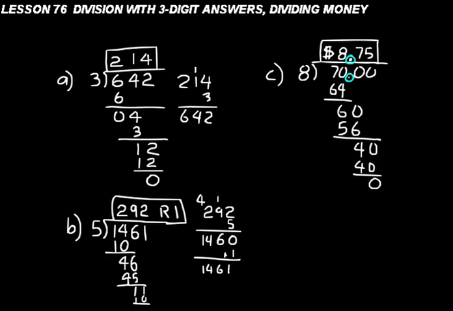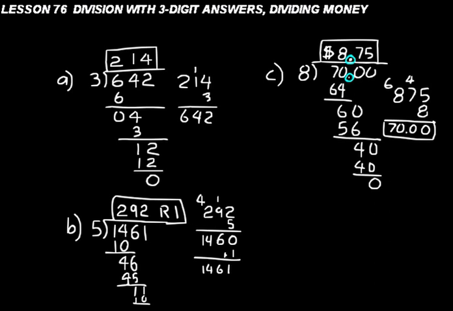You can even check your work on a problem like this. We can just say 875 times 8. Don't worry about the decimal place right now. And we have 8 times 5 is 40. 7 times 8 is 56. Add the 4, that'd be 60. 8 times 8 is 64. Add the 6, that would be 70. And then we put the decimal place back in. Got back to our original dividend value.